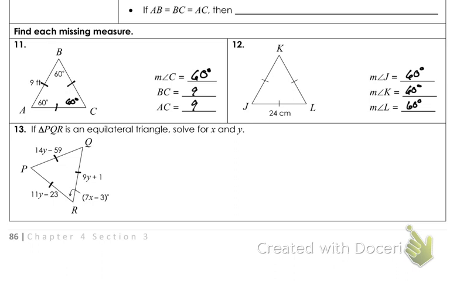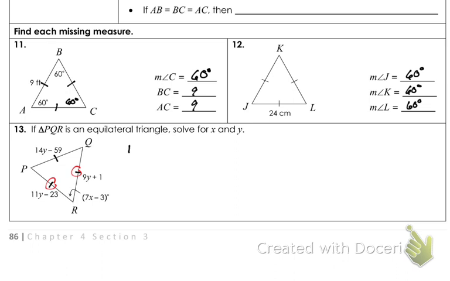So you pick whatever one you want. I usually pick the ones with the smaller numbers. So maybe these two. Maybe I'll choose 11y minus 23 equals 9y plus 1. But once again, you can pick any combination you want. I'm going to pick this combination. Those two are equal to each other.